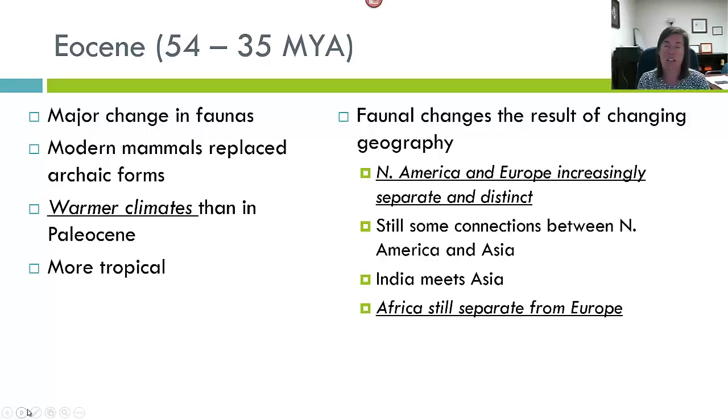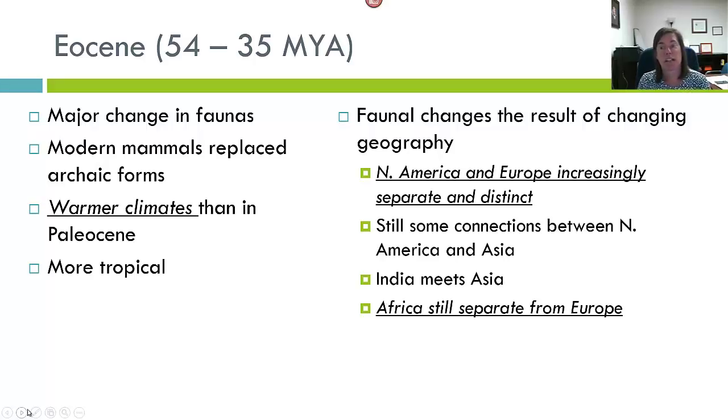We also see the appearance of the first primates that actually represent strepsirhine primates. In fact, the Eocene is often referred to as the epoch of primates of modern aspect, because the primates from the Eocene look remarkably like those of modern-day primates. The faunal changes that occur during the Eocene are tremendous, and they result in changing geography.